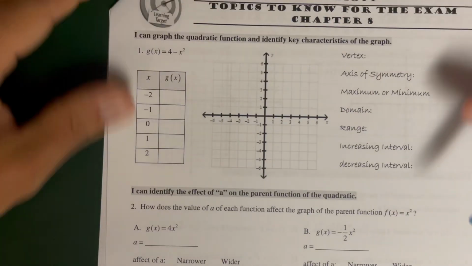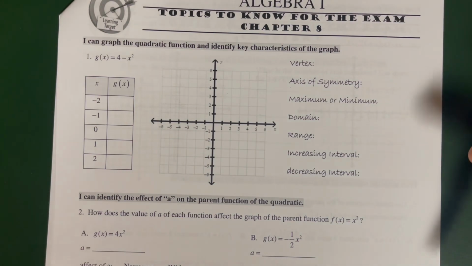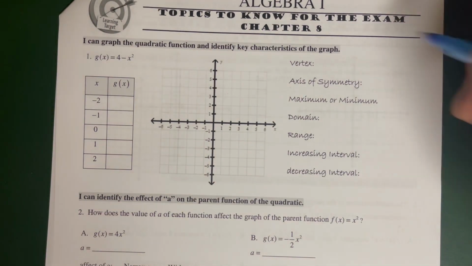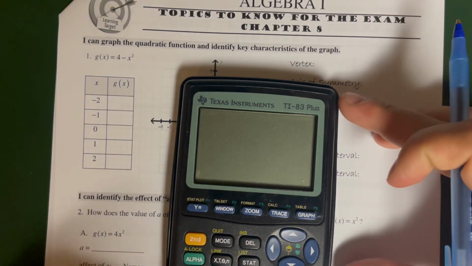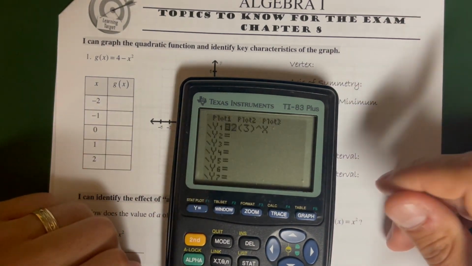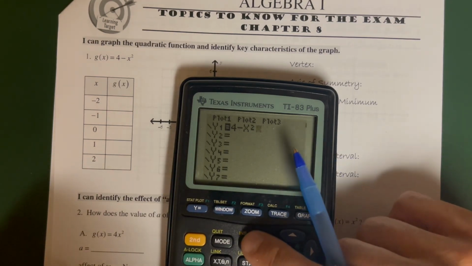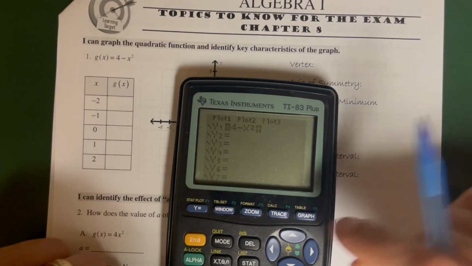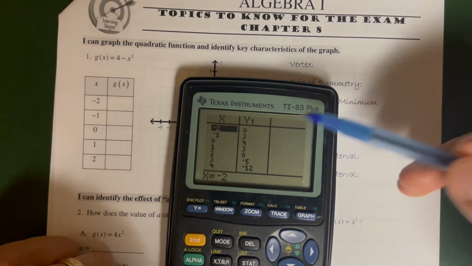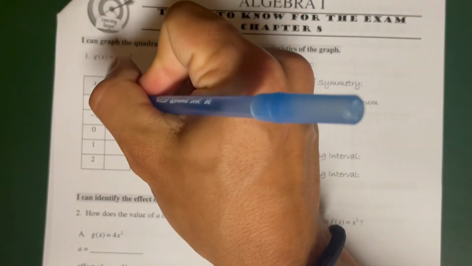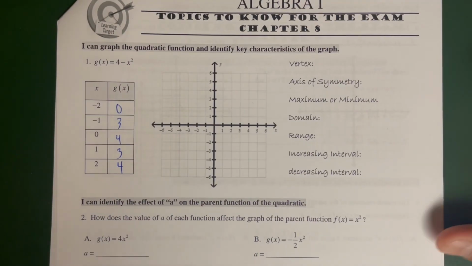We're going to move to Chapter 8. We are talking about quadratics and parabolas in this chapter. Again, for this function here, we're going to type it into y equals so we can get the table values. I'm going to go to my calculator and get y equals here. This is going to be 4 minus x squared. Clear that out. Let's go to the table, and it looks like 0, 3, 4, 3, 0 for our numbers.